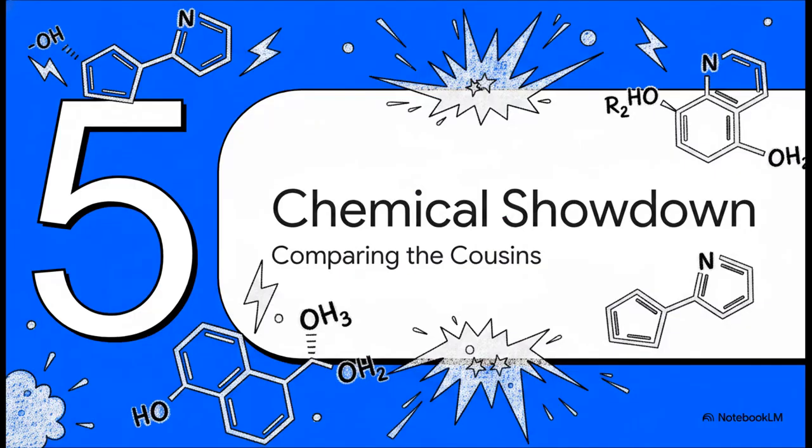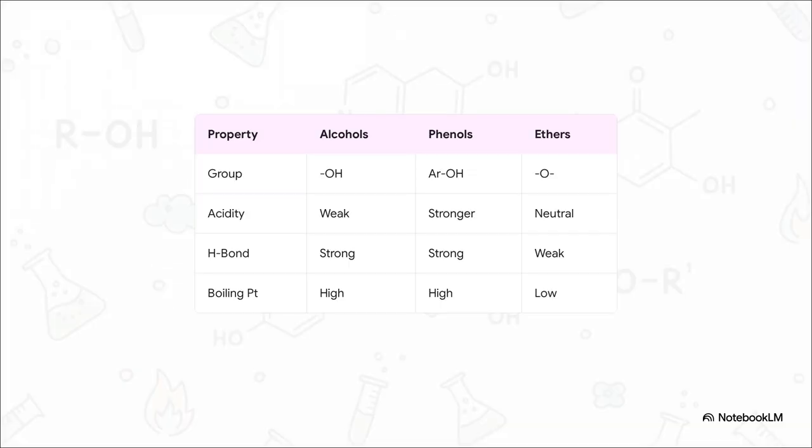Section 5. The chemical showdown, comparing the three cousins. Now that we've met the whole family, let's put them head to head. Looking at their functional groups, the differences become super stark. In terms of acidity, ethers are totally neutral, alcohols are weak, and phenols take the crown as the most acidic. Hydrogen bonding is strong in both alcohols and phenols, giving them high boiling points, while ethers have weak bonding and a really low boiling point. And water solubility? High for alcohols, moderate for phenols, and quite low for ethers.